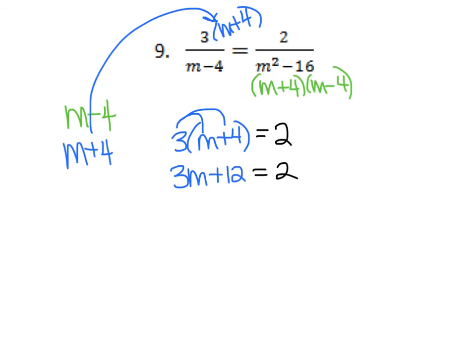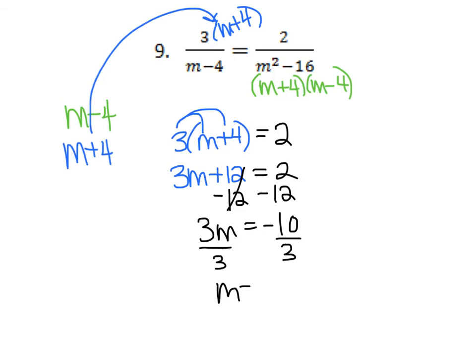And now I can start solving for m. Since m's on the left, we need to clear everything from the left to the right. So I'm going to subtract 12. So I have 3m is equal to negative 10. M is still not by itself, so now I'm going to divide by 3. So m equals negative 10 over 3.